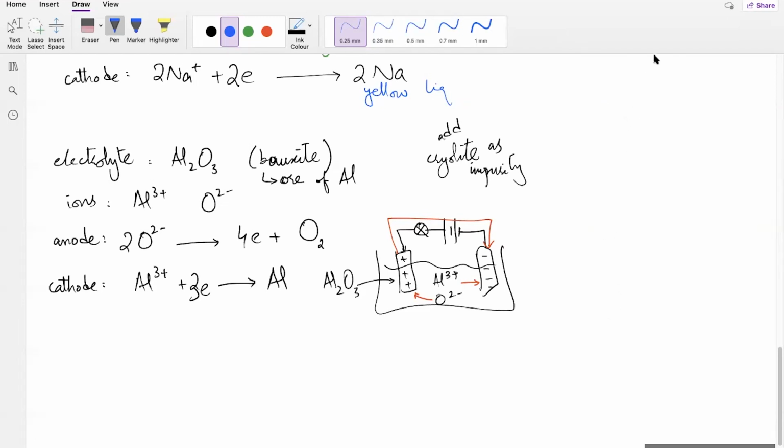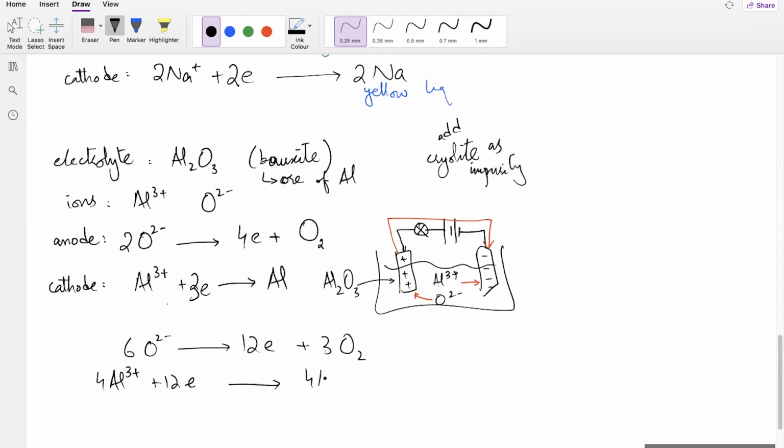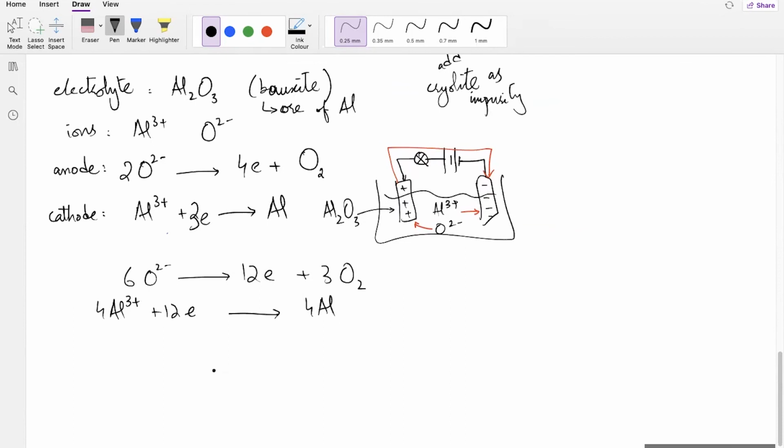It is 12. Yes. So we have to make it 12. So how do I multiply? What do I multiply the first equation with so that I get 12? 4 times what is 12? 3. Yes. So what I'm going to do is I'm multiplying the whole thing with 3. So 6O2- minus 12 electrons plus 3 O2. And this one I'm going to multiply with 4 because I need it to be 12. So 4Al3+ plus 12 electrons makes 4 Al. And there you go. We are going to use aluminium oxide and we're going to get this much aluminium.